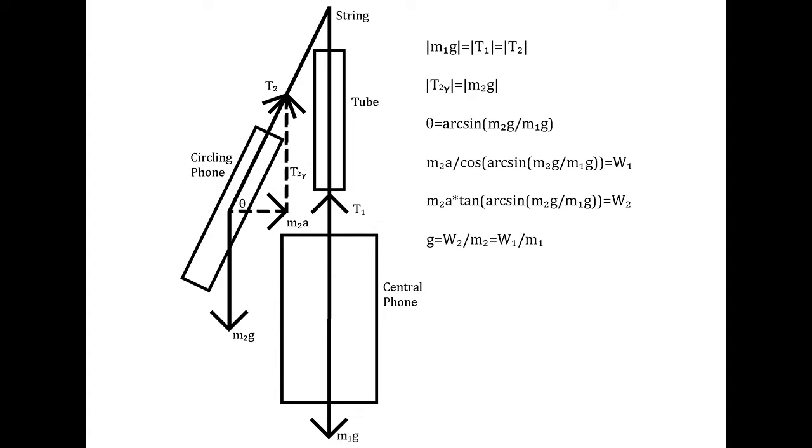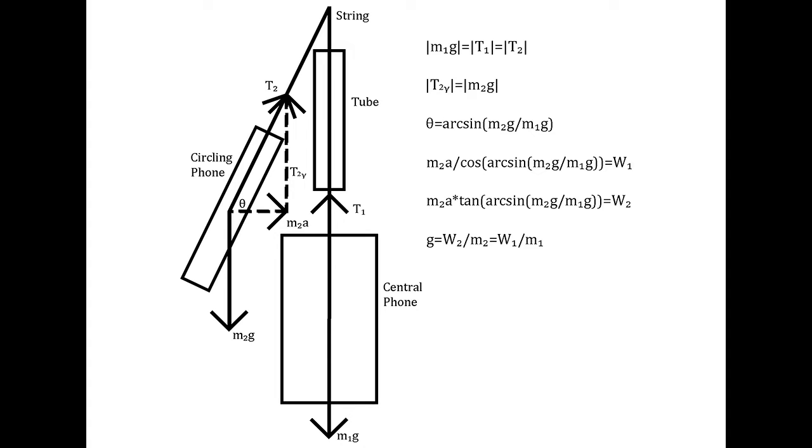If you assume that the central phone was stationary, the system was not moving vertically, the tension at both ends of the string are equal in magnitude, as well as air resistance and friction being negligible, then gravitational acceleration can be calculated like this. The scalar magnitudes of the central phone's weight and the 2 tensions of the string should be equal. The y component of the tension on the circling phone should be equal in magnitude to the circling phone's weight. Angle theta on the diagram can be found by taking the inverse sine of the ratio between the circling phone and central phone's masses, because g cancels out of that equation.